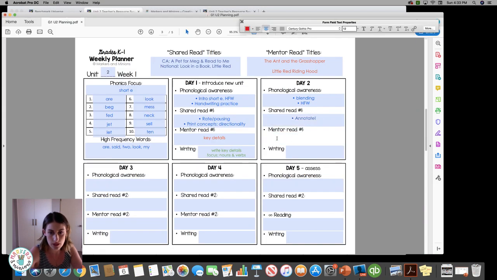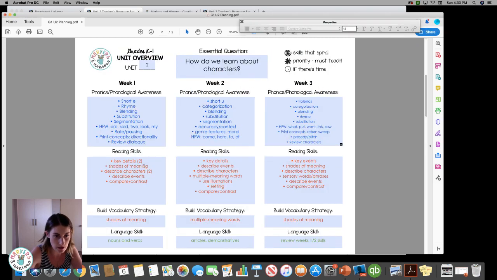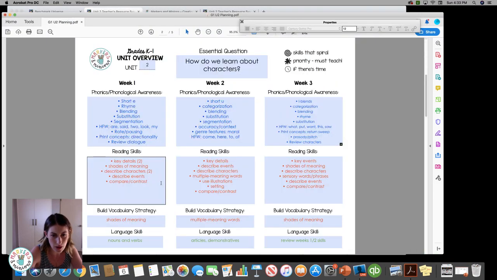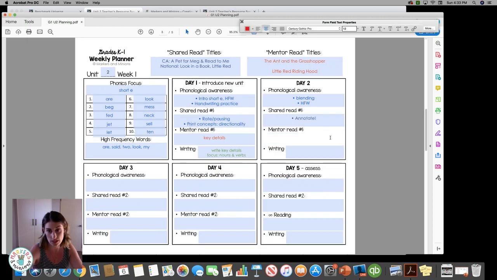And then day 2, mentor reading, we've got Shades of Meaning, and we've also got the characters lesson. Since my describe characters lesson comes up even more than once this week, and it also comes up all throughout each week, I think I'll focus just on Shades of Meaning.